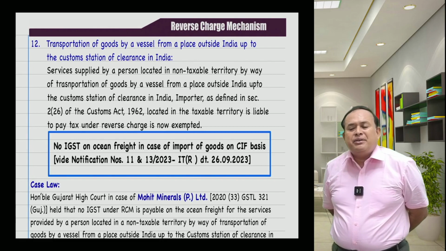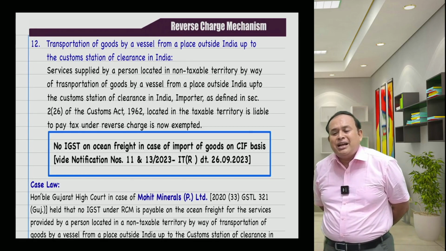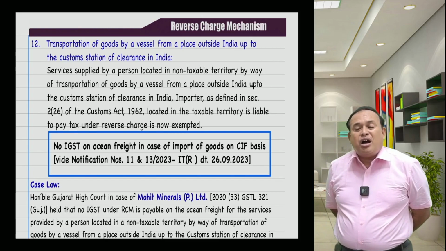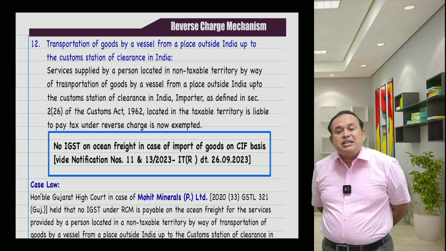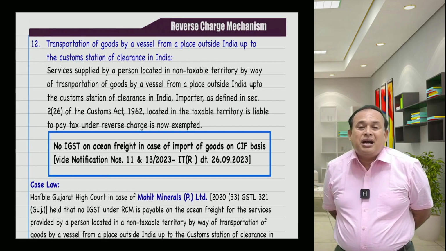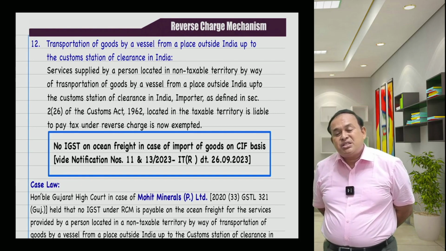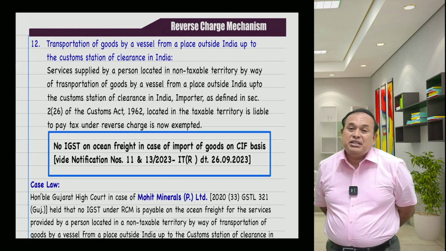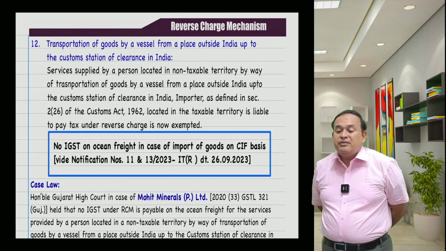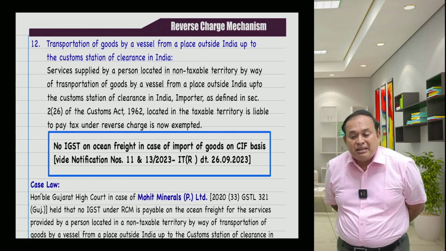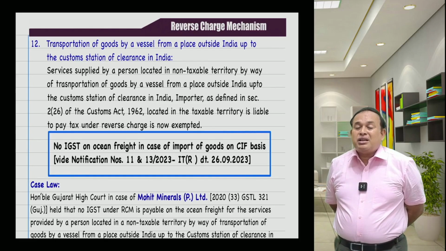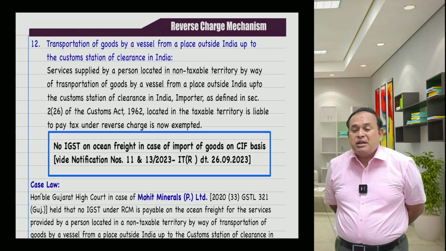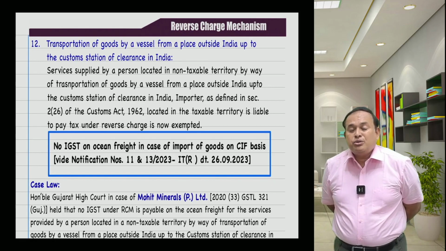Transportation of goods by a vessel from a place outside India up to the customs station of clearance in India, where IGST was liable to be paid by the importer in India, was a law which was not right, as said by the Supreme Court of India in the case of Mohit Minerals Private Limited. Earlier, the Gujarat High Court said IGST is not to be levied on sea freight in the given case. The same has been confirmed by the Supreme Court of India, not to levy the IGST.